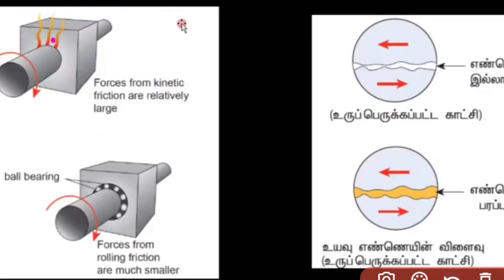In this place, if there is no lubricant at all, you can see it is burning. That means it is heated up. The two contacts become heated up, and the energy is lost as heat. Like this, the energy is lost as heat. So the forces from this kinetic friction are relatively very large.